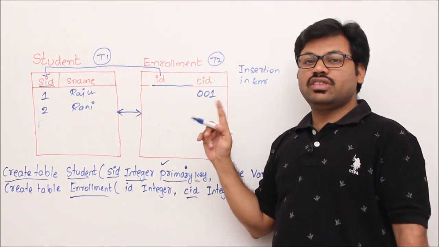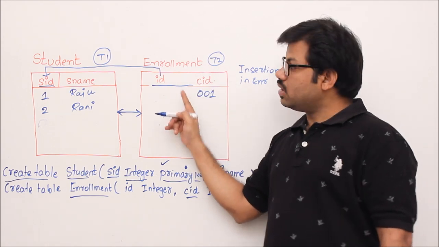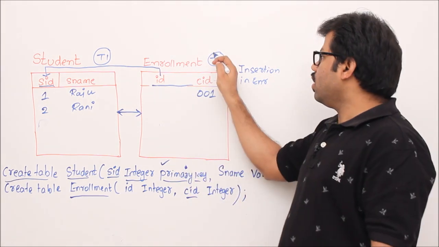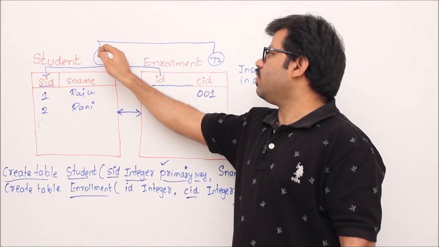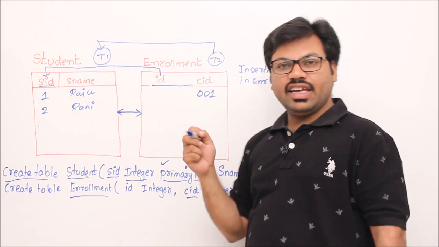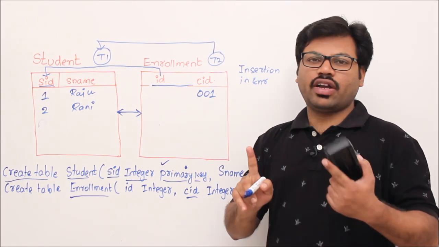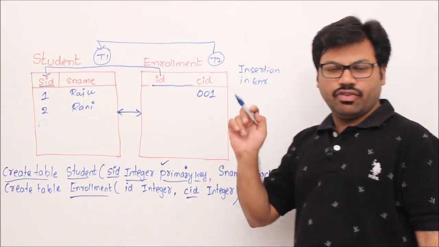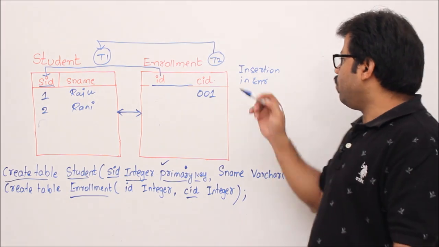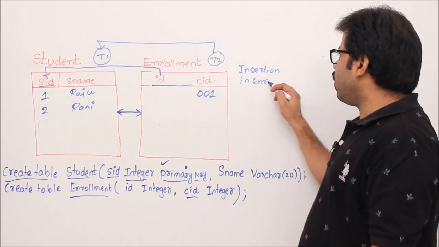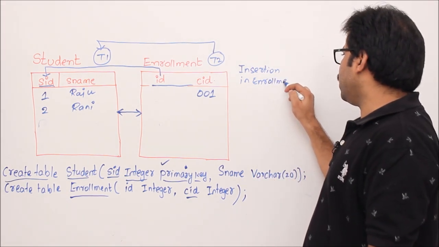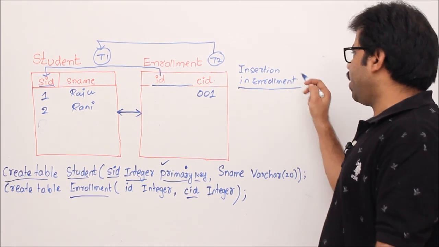T2 is a table which has a column referring to another table. So here I can say that T2 refers to T1, right? Whenever you have a linkage like this, that is actually a foreign key condition. Using the foreign key condition, we can resolve it. We'll see slowly. Before that, insertion in enrollment is not so easy. We should do it in a careful way.